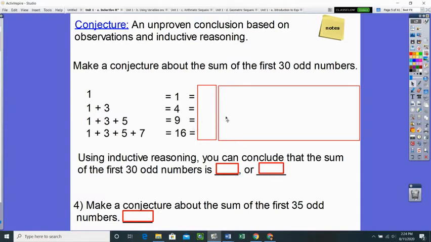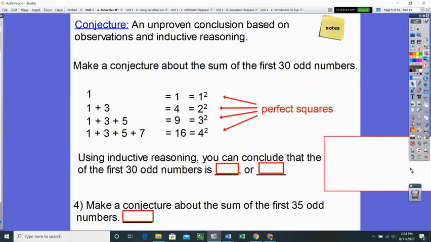So I'm hoping that somebody realized that these numbers are what are called perfect squares. This is 1 squared. 4 is 2 squared. 9 is 3 squared, and 16 is 4 squared. So those are perfect squares.